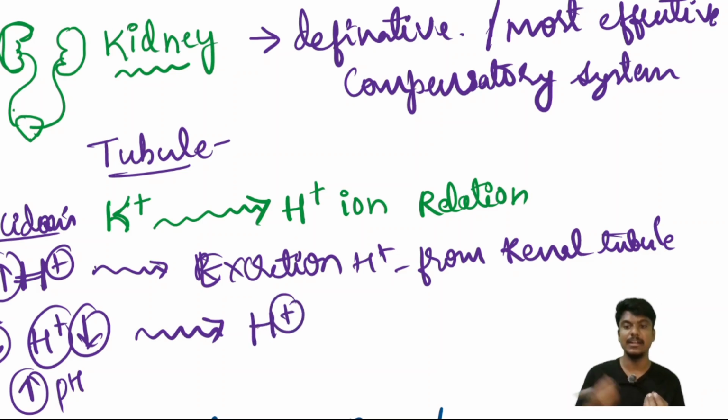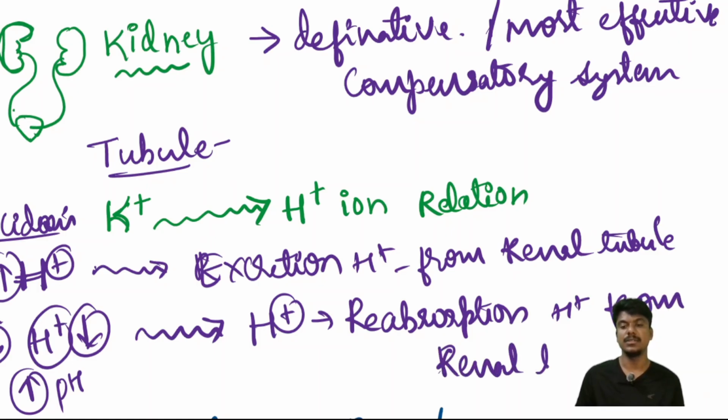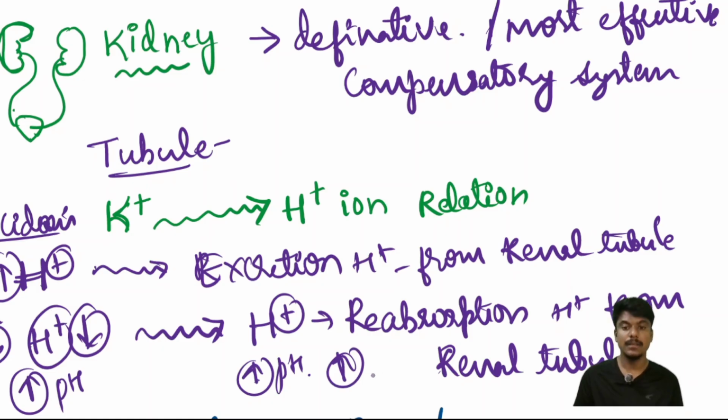Okay, our kidney tubules will try to retain the H plus ion from the reabsorption. They will do reabsorption of H plus ion from the renal tubules. If there is retention of H plus ion, it means there will be increased pH. There will be increased pH means there will be normal H plus ions. That's how your kidney is going to regulate.